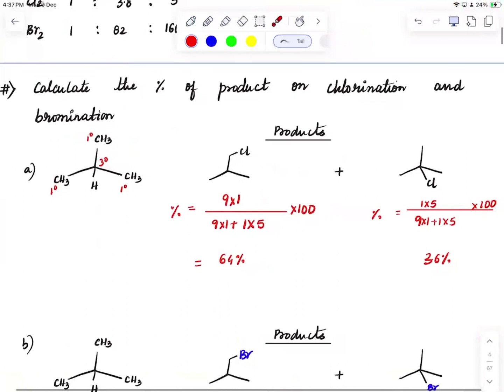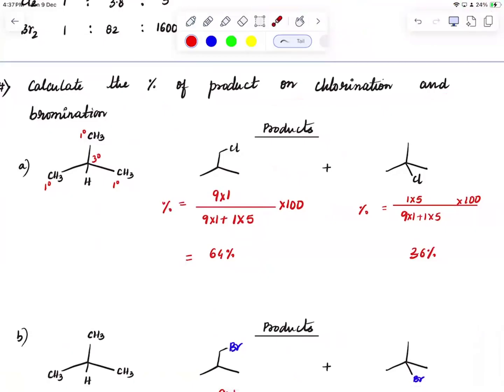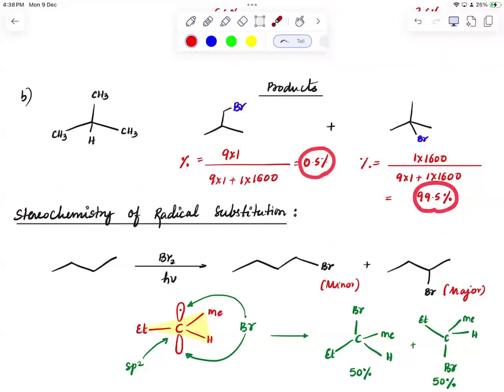Now, as an example, I have written it here. You can see the percentage of product of chlorination and bromination. So if you notice this 3 degree position here, and this is 1 degree position here, chances are you can get 1 degree and 3 degree as the products. And contribution wise, if you notice, there are nine hydrogens at 1 degree and one at 3 degree. So 9 cross 1 over 9 cross 1 plus 1 into 5, the rate of going at 3 degree 5 into 100. That makes it 64% and the other one is 36%. And the same thing if you check for bromine, the 1 degree is hardly 0.5%, 99.5% is only 3 degree.